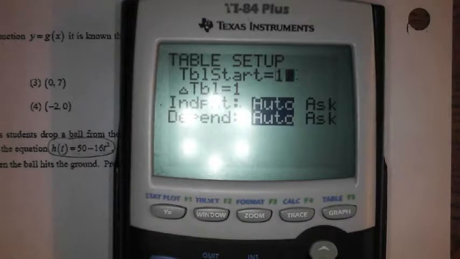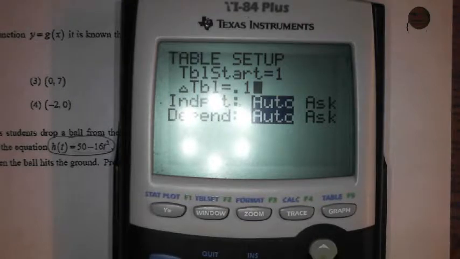So I'm going to start my table at the 1 second mark. I want it to the nearest tenth, so I don't want to count by ones, because then my table is going to show me the 1 second mark, the 2 second mark, the 3 second mark. I want to look more closely between 1 and 2. To the nearest tenth, I'm going to count by tenths, 0.1. Are you doing this? Okay.